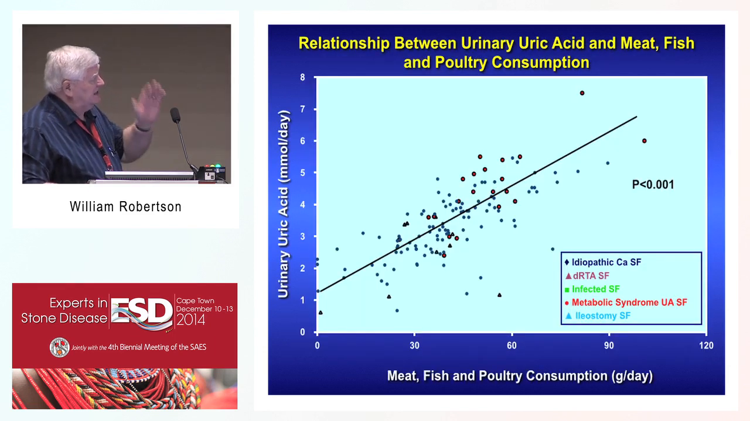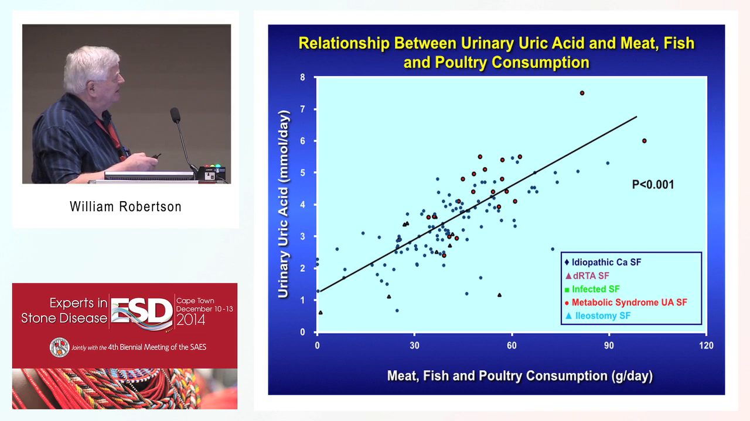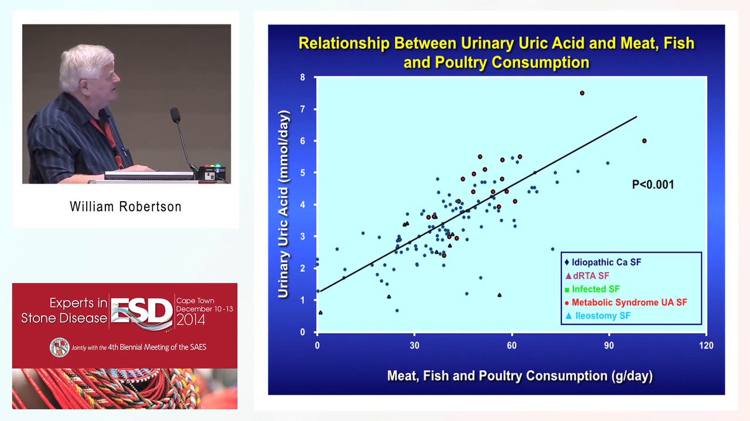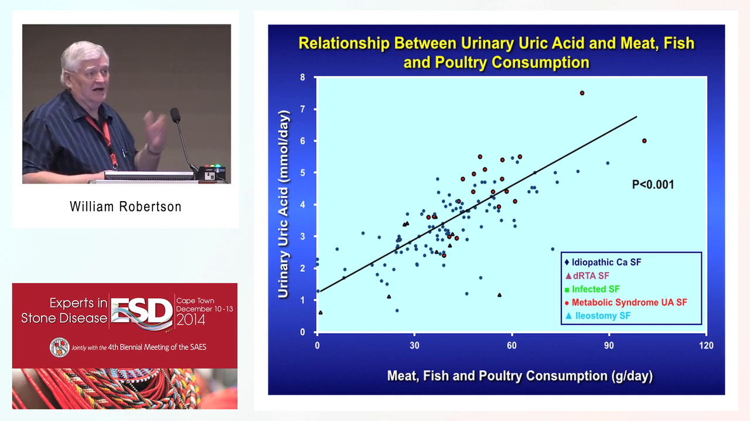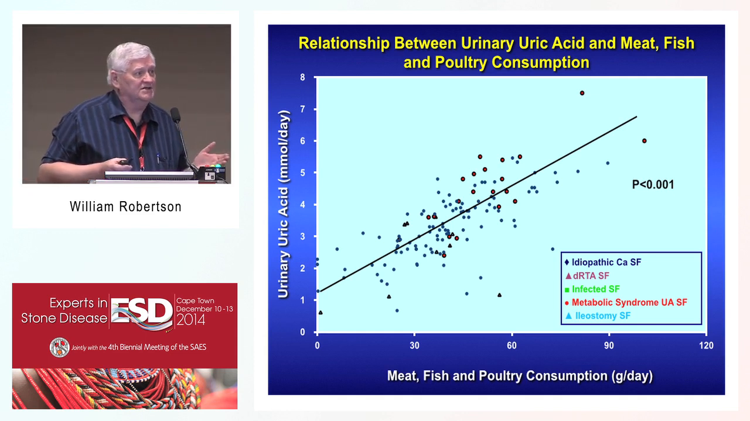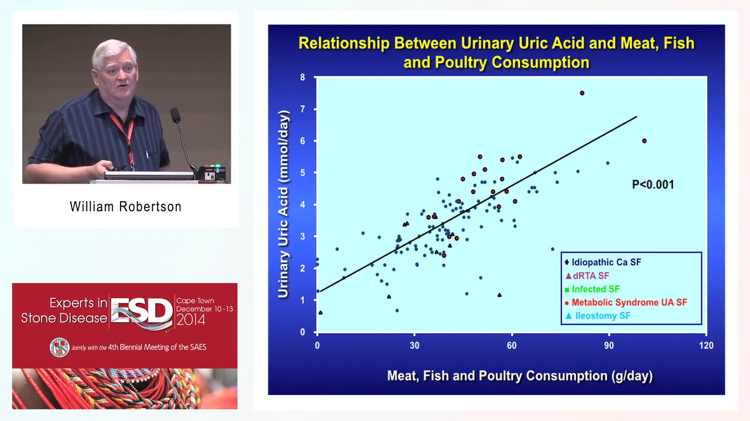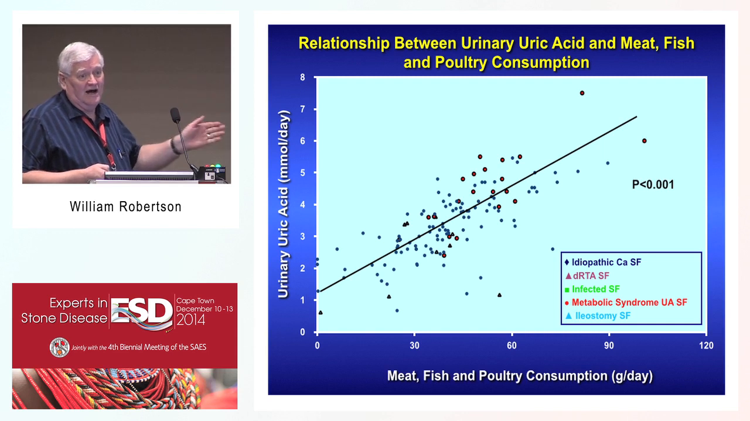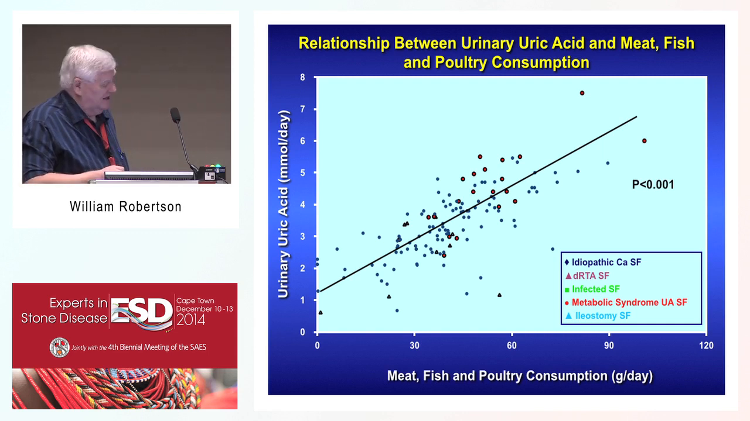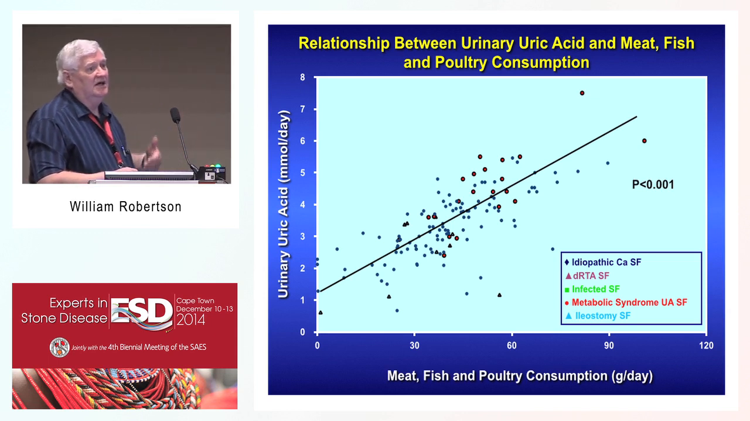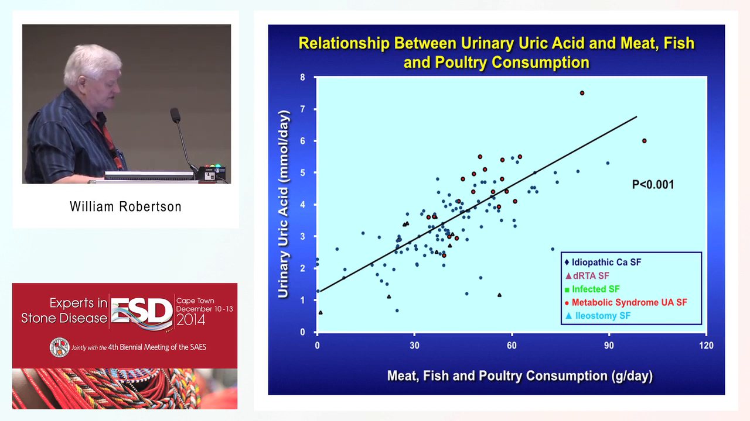And here are the data from the same group. This is showing urinary uric acid excretion in relation to meat, fish, and poultry consumption. And you can see that the metabolic syndrome patients are actually lying in the same line as the rest of the idiopathic calcium stone formers. So the fact they've got more acid urines is not entirely or really due to them consuming more meat, fish, and poultry than the calcium stone formers. So that's a different picture from the Middle East.